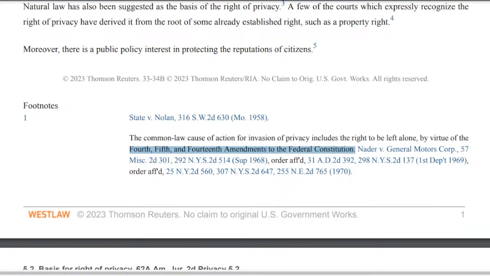And look who it is, one of our favorites, Ralph Nader versus General Motors Corporation, 1968. Unsafe at any speed. Yeah, one of the true American heroes, Ralph Nader. Good to see that up here. The common law cause of action for invasion of privacy includes the right to be left alone by virtue of the 4th, 5th, and 14th Amendments to the federal Constitution. Nice.